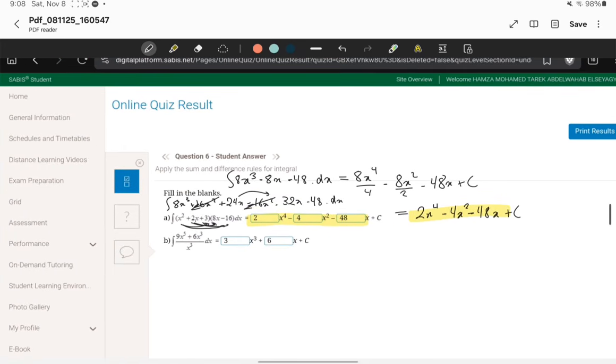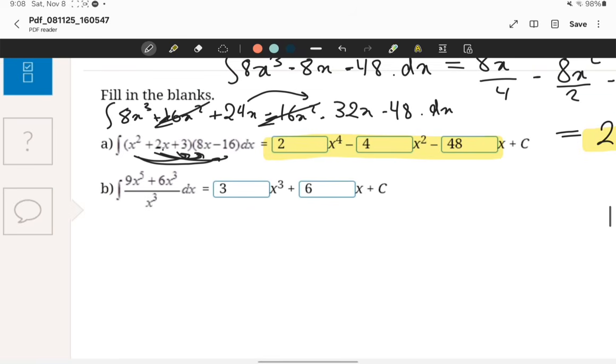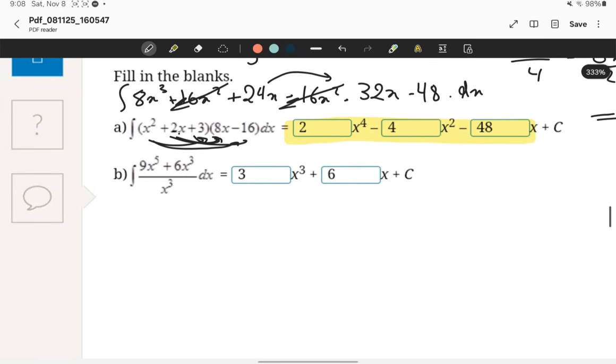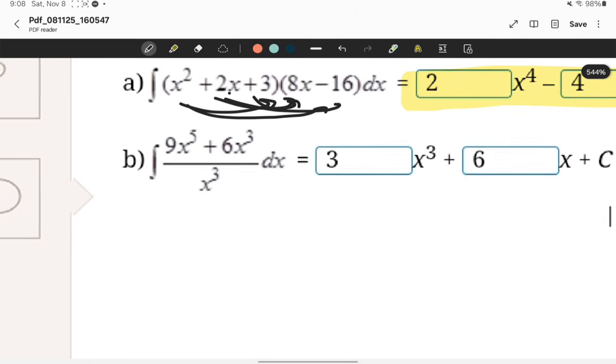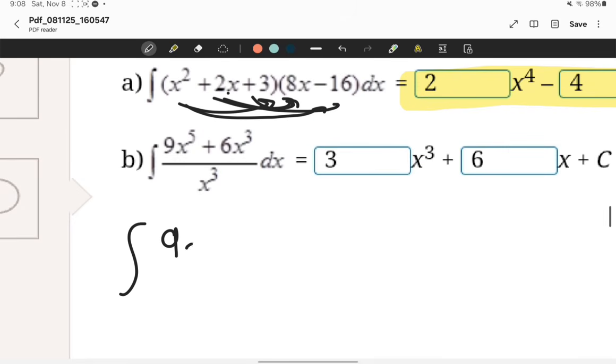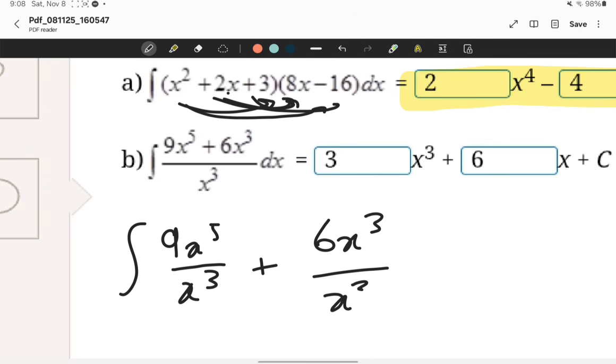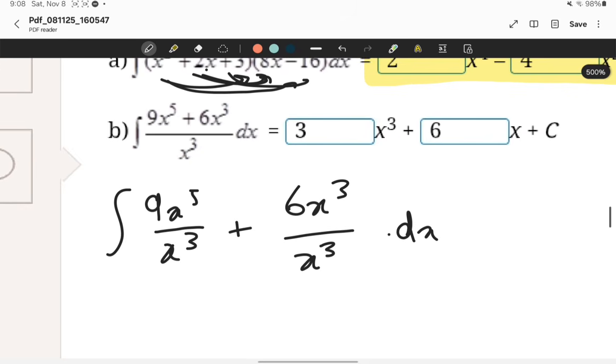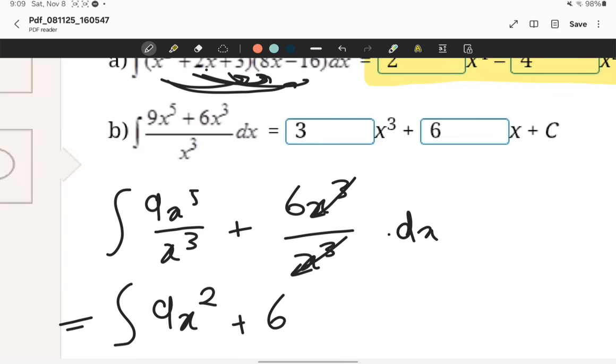For part B, it's the same thing. We're just going to simplify as much as possible before we get to the integrating. So here, this is the same as saying 9x to the power of 5 over x cubed plus 6x cubed over x cubed dx. So that means x to the power of 5 divided by x to the power of 3. It's 5 minus 3, so it's 2. So it's 9x to the power of 2 plus x cubed and x cubed cancel out, so it's plus 6.